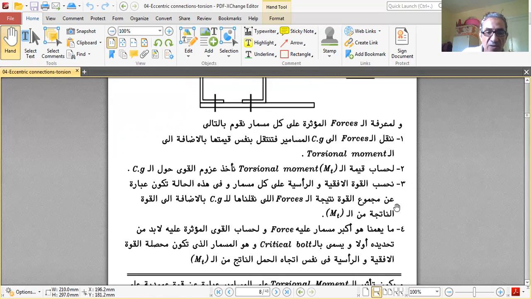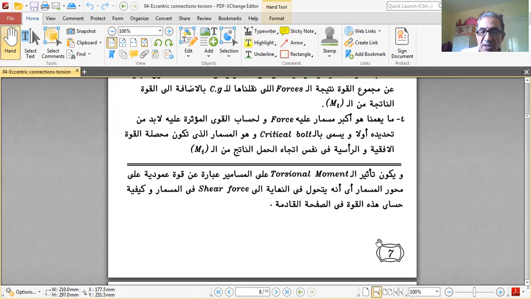Okay, what is important to us is the critical bolt, which is the bolt that has the maximum resultant force. We have to calculate the maximum resultant force on the bolt. The one that has the maximum resultant force is called the critical bolt. If we design for this critical bolt and make sure that it is safe, then everything else is safe. Make sure that this bolt does not fail, then other bolts will not fail. So this is a bolt that has the resultant of the horizontal and vertical forces adding up in the same direction as the torsional moment force.